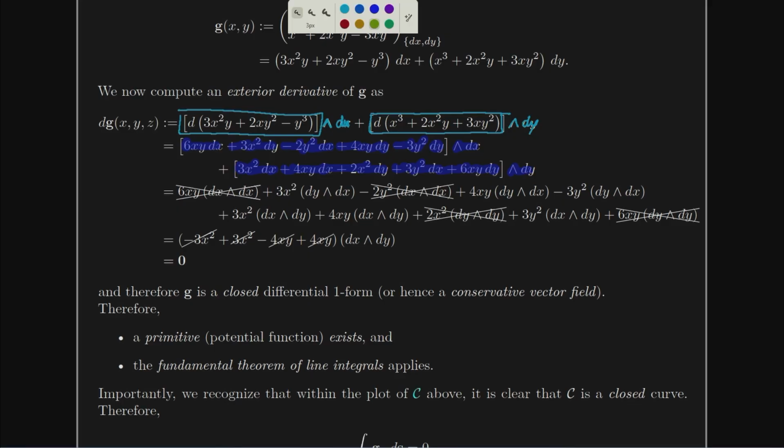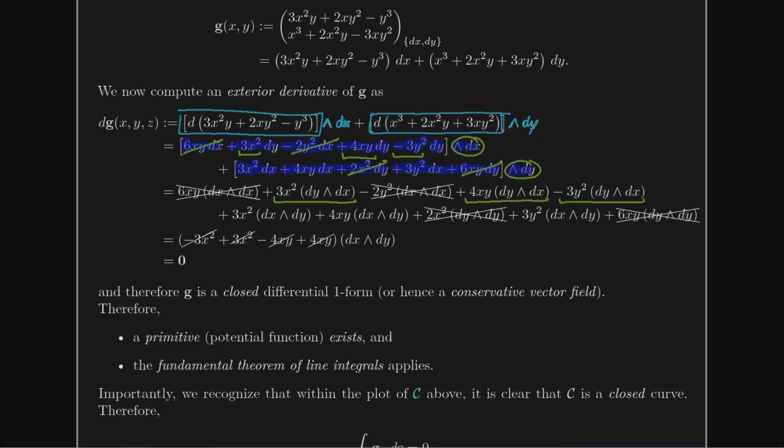But notice over here, I have a dx wedge, which means that dx is going to go away. And over here, I have a dy wedge, so that dy is going to go away. And I'm just really going to be left with 3x squared plus 4xy minus 3y squared against dy dx, right? And I'll be left with 3x squared, 4xy, and 3y squared against dx dy. If I decide to combine everything together, what do I have here?